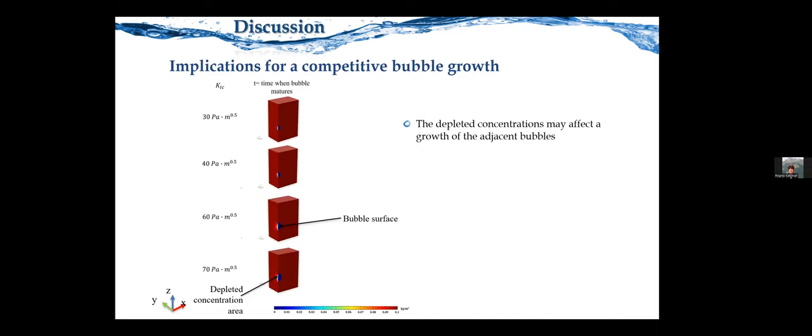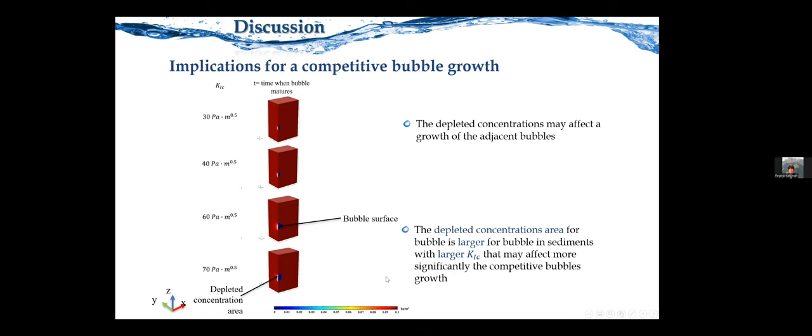Another point of the discussion is that bubbles coexist in a community, with implications for competitive bubble growth. Here you can see those are fracture toughness values. Here are the bubble surfaces in blue, and adjacent you can see the field of the depleted concentrations as they grow. What you can see is that depleted concentration areas for the bubbles are larger in sediments with larger fracture toughness. That of course may affect the competitive growth of the adjacent bubbles. So this is the second point of the discussion.